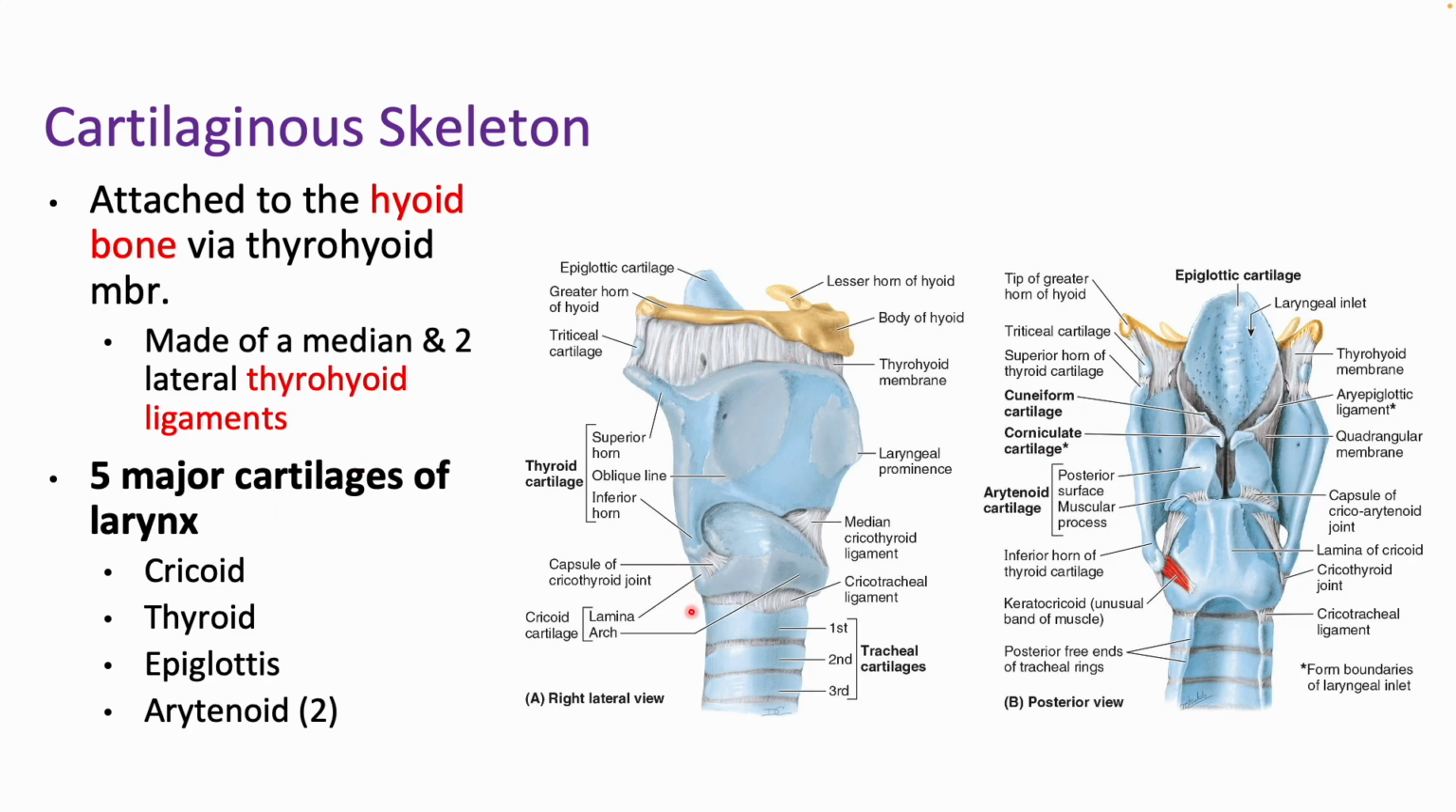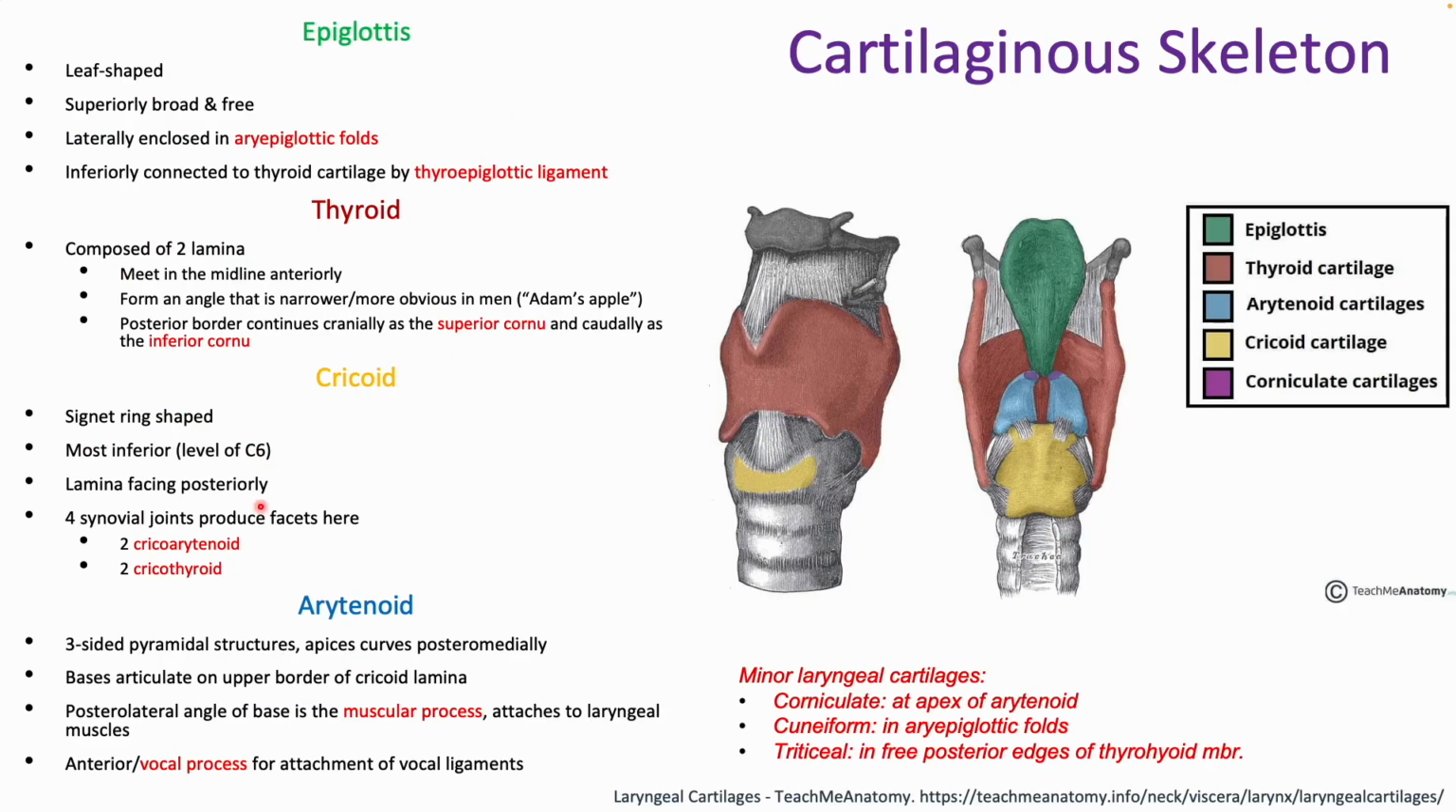And so you can see this looks kind of complicated. There's a lot of different pieces, but we're really just going to be made up of 5 major cartilages. And that's going to be the cricoid, the thyroid, the epiglottis, and the arytenoid, which is going to have 2 pieces, so that makes 5. So here's a good picture that's going to highlight each of the different cartilages that we're going to look at. It also includes the corniculate, the purple, which is a minor one that we'll look at, but these are going to be the main ones that we're looking at.